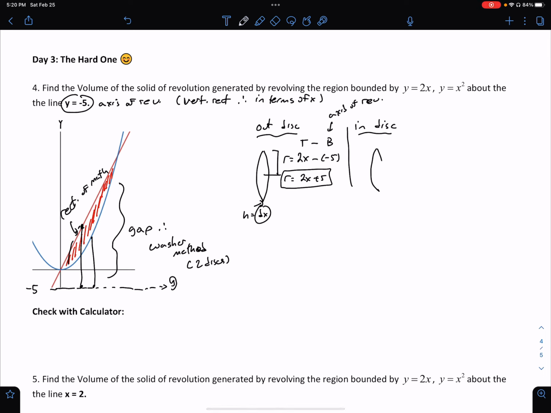So same thing, if I just draw my disk out, it does have a radius. And again, the radius is top minus the bottom. If I go to the inside one, there's my top. Remember, this is my inside part. The top is on that parabola, x squared. Oops, not 2x squared, just x squared.